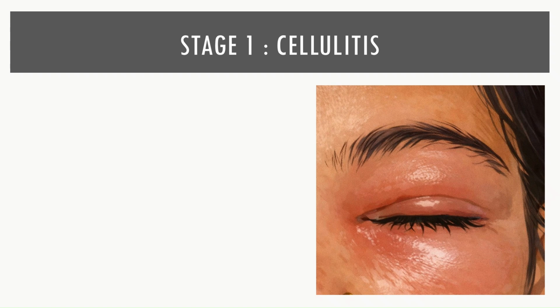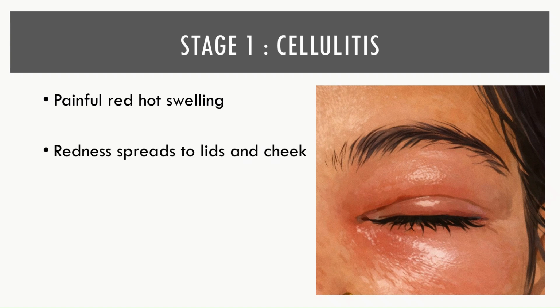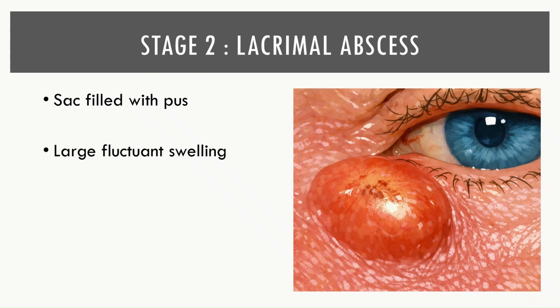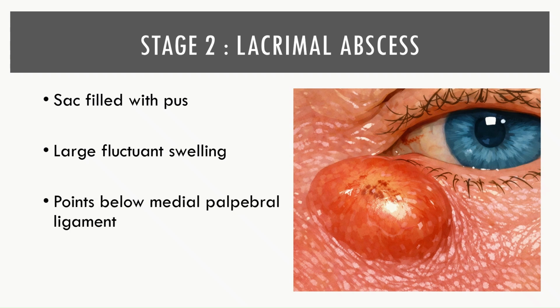Stage 1, cellulitis. In cellulitis stage, there is a painful, red-hot, tender swelling with redness spreading to eyelids and cheek. It is characterized by epiphora and systemic symptoms like fever and malaise. Stage 2, lacrimal abscess. Continued inflammation causes pus collection, forming a lacrimal abscess. It is characterized by a large fluctuant swelling and points below the medial palpebral ligament.